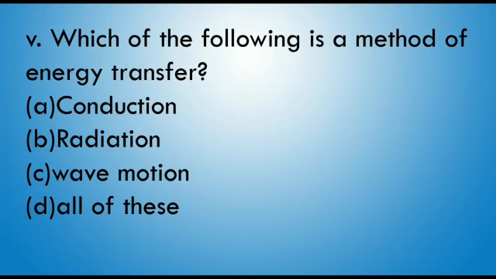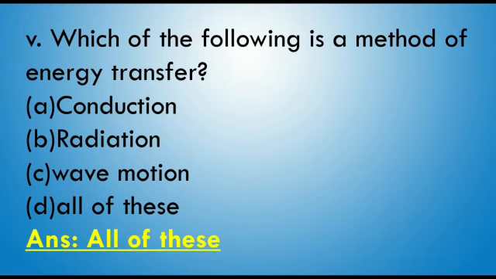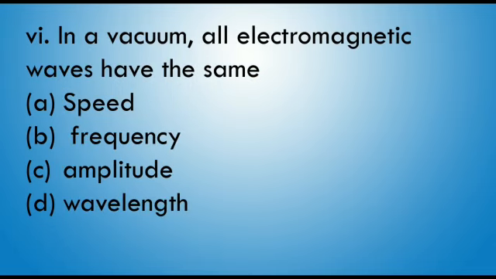MCQ number 5. Which of the following is a method of energy transfer? Option A, conduction. Option B, radiation. Option C, wave motion. And option D, all of these. And the correct option is all of these. All these methods are a way to transfer energy from one place to another.